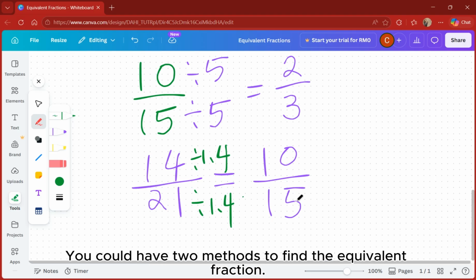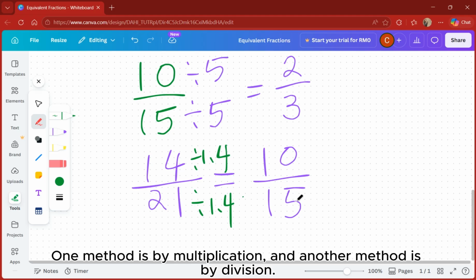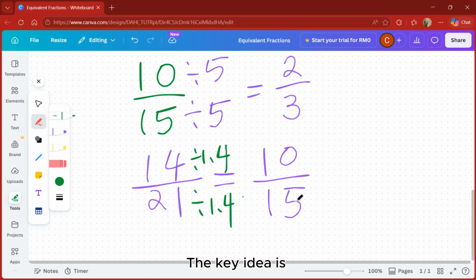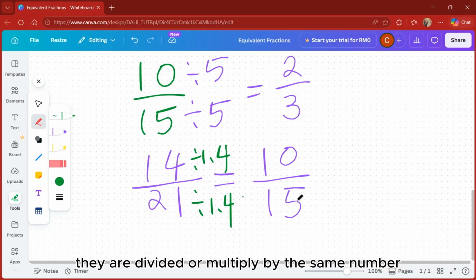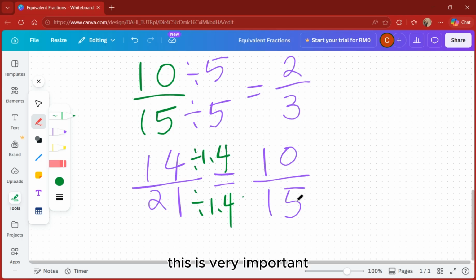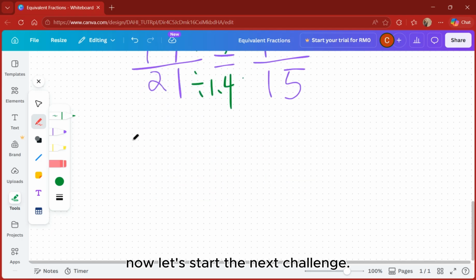You have two methods to find the equivalent fraction. One method is by multiplication. Another method is by division. The key idea is you have to make sure the numerator and denominator are divided or multiplied by the same number. This is very important. Now let's start the next challenge.